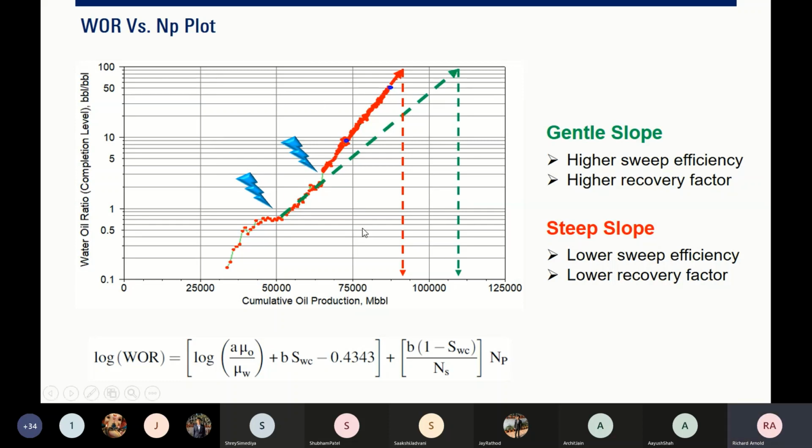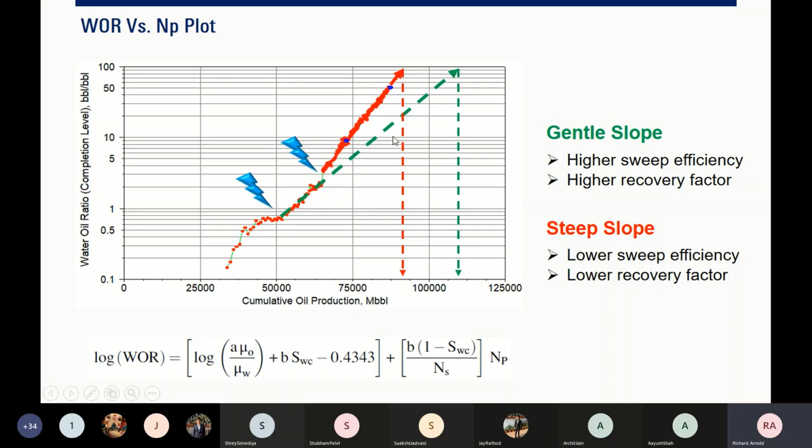All right, this is the plot, but analytically you can also construct it by using this equation. Okay, it's actually a linear relationship, a linear correlation. In this plot, gentle slope means your operation is giving you higher sweep efficiency, higher recovery factor. But steep slope will give you lower sweep efficiency and lower recovery factor. So actually, previously, we followed a green line with gentle slope. But something happened around this time that gives you steep slope.